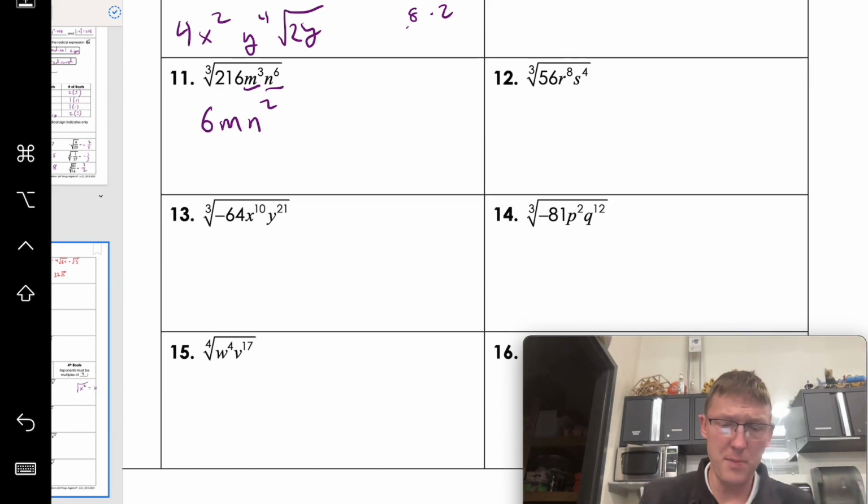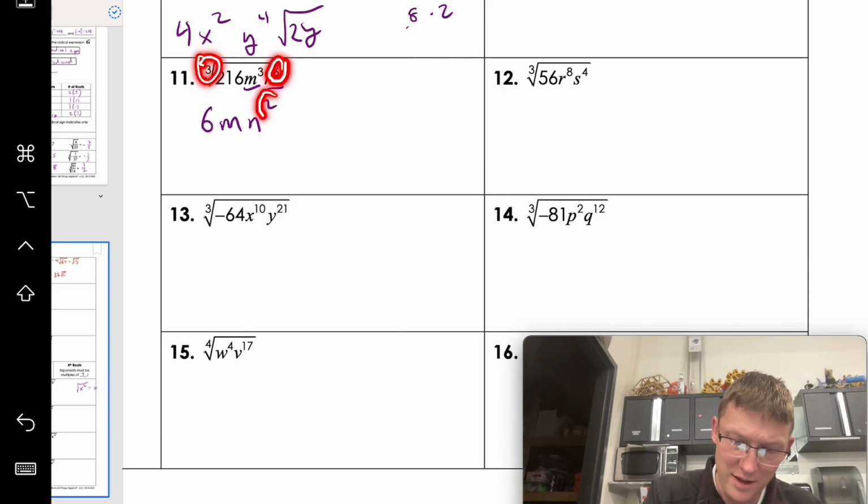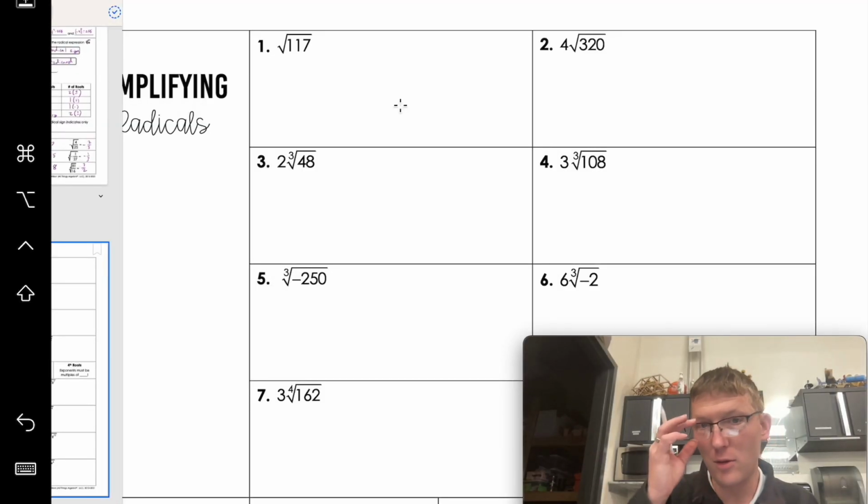So hopefully you're noticing a pattern that you can take this number divided by this number, and that's going to give you that number. Okay, here's where it gets a little bit more interesting.